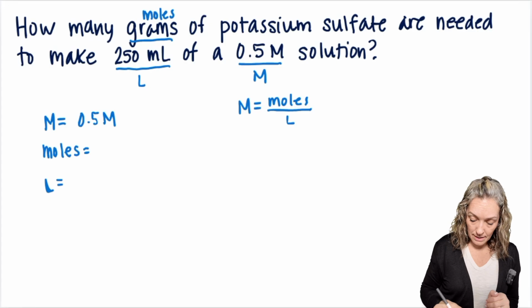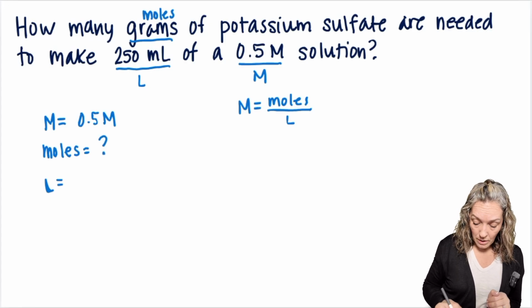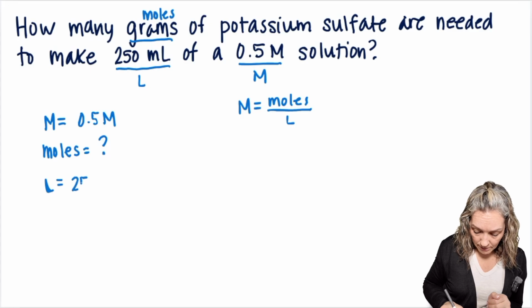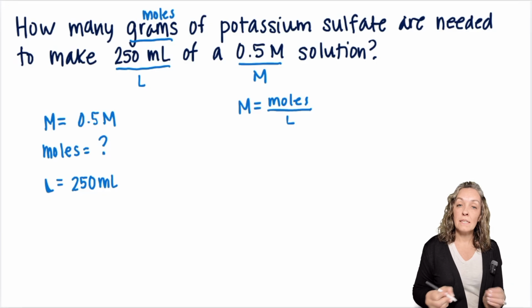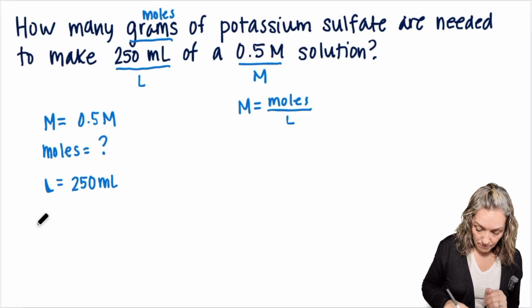So 0.5 is my molarity. My moles I do not know, and my liters are not given as liters, but instead they are given as milliliters. That means I'm going to have to do a conversion prior to putting it into my equation.